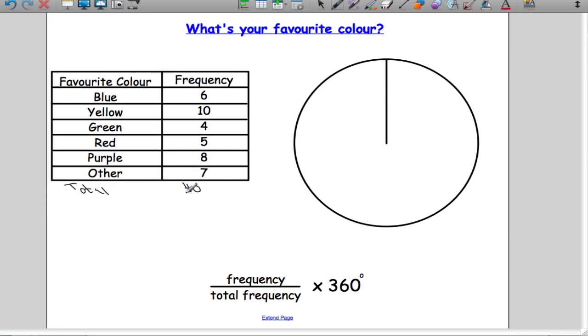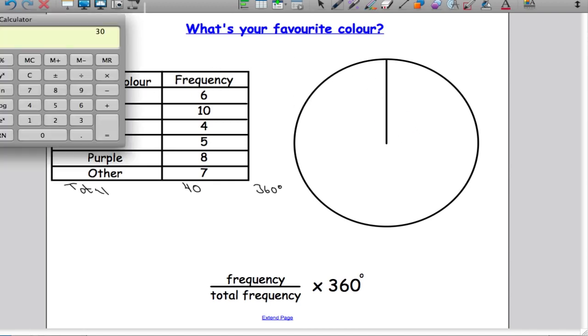And when we're finished, our whole pie chart, or the total amount, should come to a total of 360 degrees. Why is that? Well, because there's 360 degrees in a circle. So we've got to work out how big each slice of the pie will be for each colour. In order to do that, we need to use this little formula down here. You do the frequency divided by the total frequency and multiply that by 360 degrees, and that will tell us how big the angle should be for each slice.